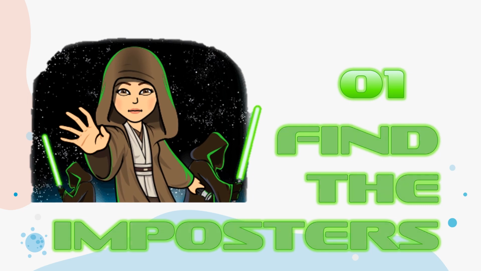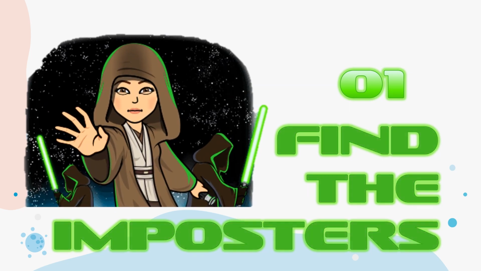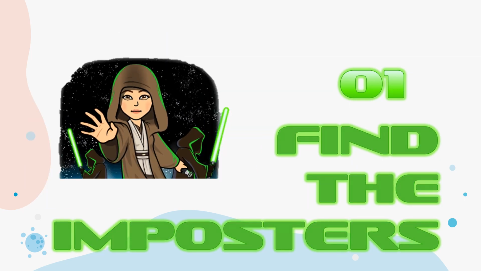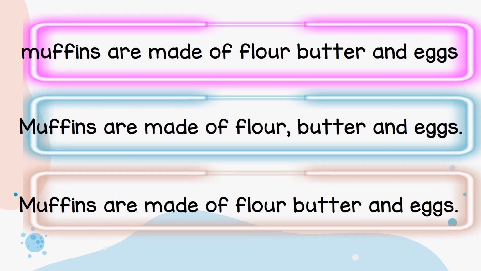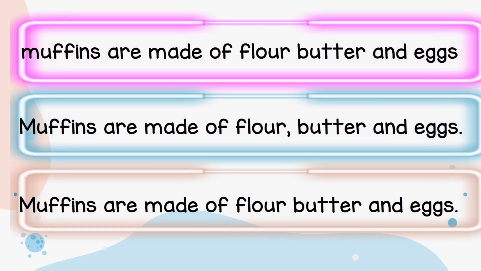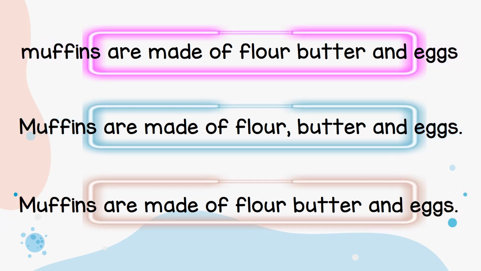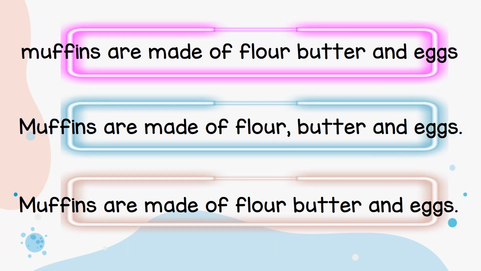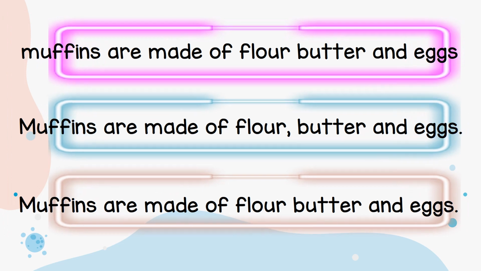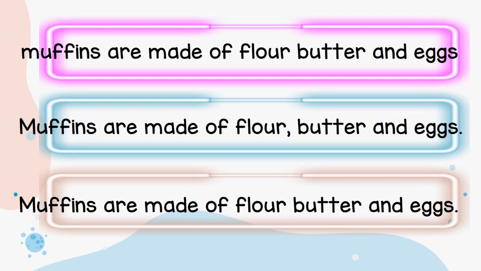Alright, our first activity today is to find the imposters. Now, let's see what we are doing right now. Okay, you see these three sentences? Now, I want you to identify which sentence is the correct sentence. Did you find it? Let's find out if you're right.